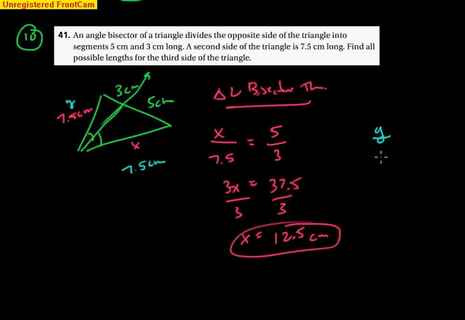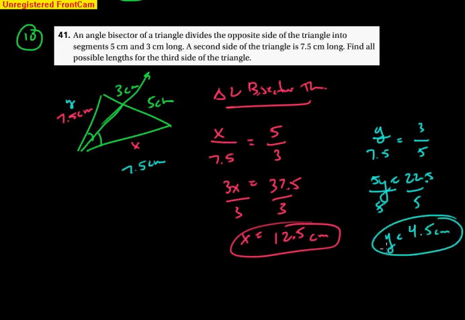Or we could be the blue. y over, now again, jump across the angle bisector, 7.5, equals, come back to the side with y, go down that separated side, 3/5. 5y equals 22.5, divide by 5, y equals 4.5. And that again is in centimeters. And here are the two possible lengths for that third side using the triangle angle bisector theorem.